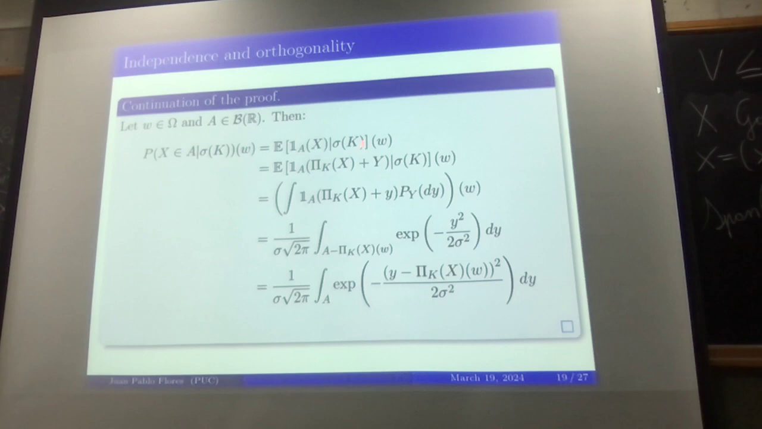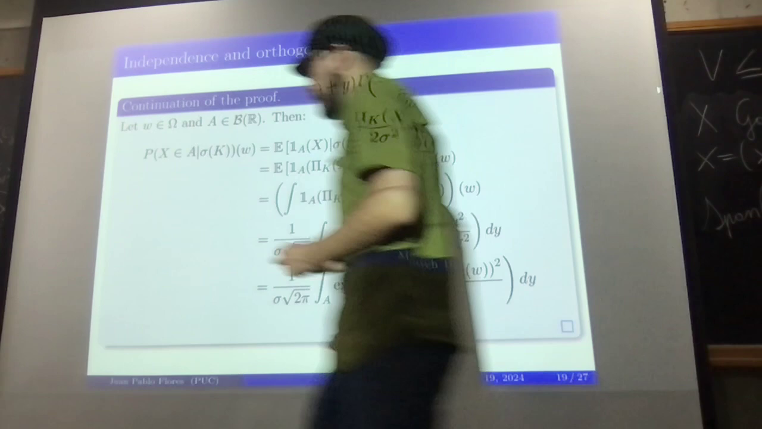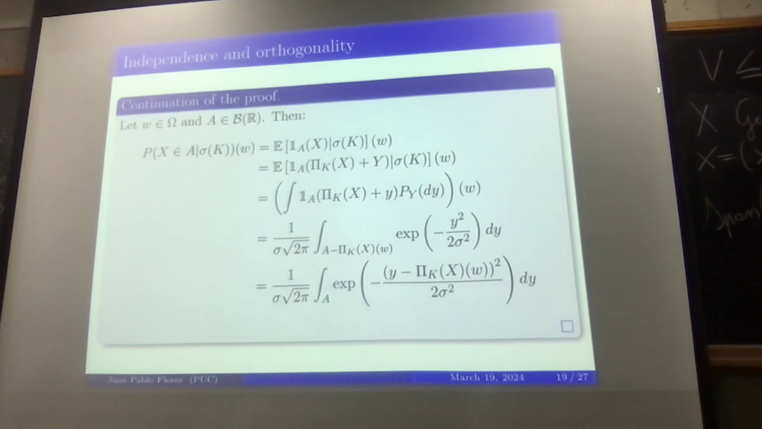Now, same trick as before, we can write X as the projection plus Y. Since this indicator function is a non-negative measurable function, we can use the lemma from before and write this conditional expectation as this. We can now use that this Y is also a Gaussian. In fact, it is a centered Gaussian because it lives in a centered Gaussian space.